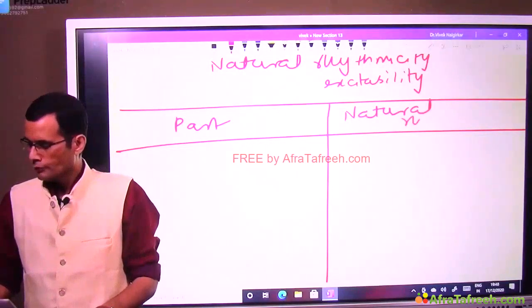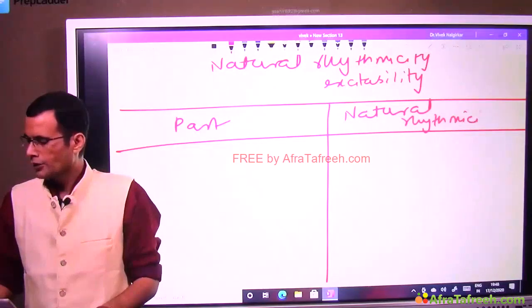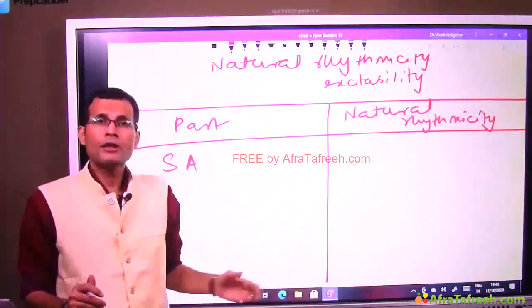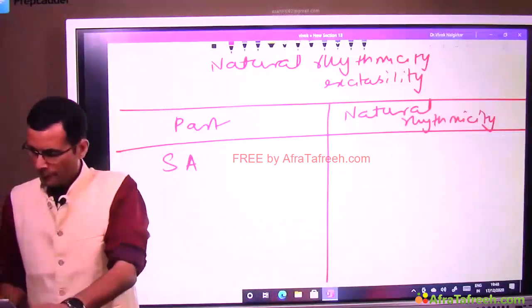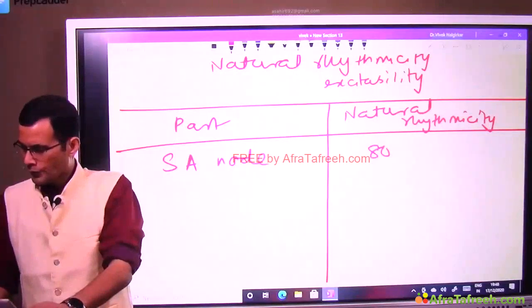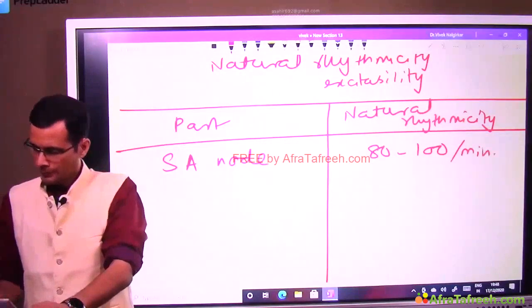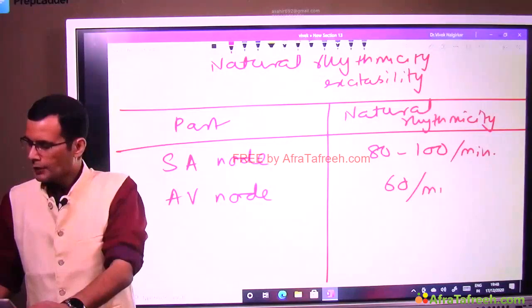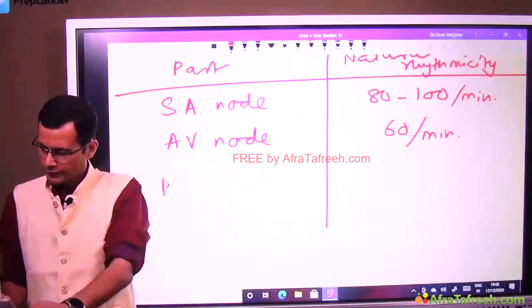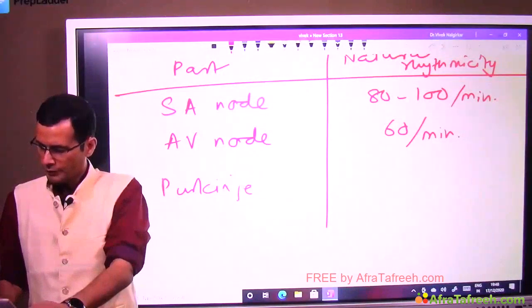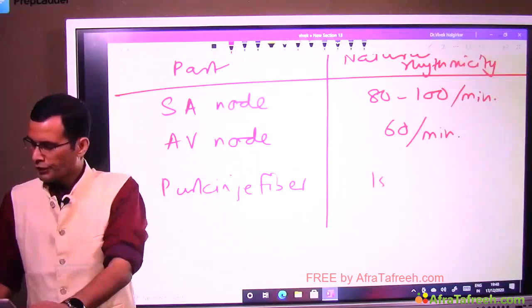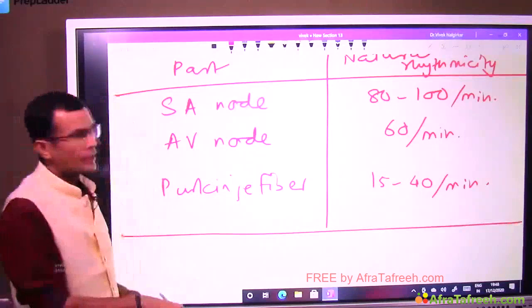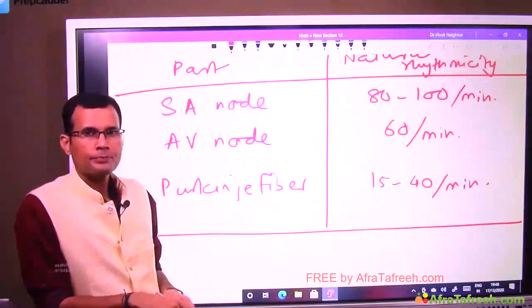So let's see the parts and their natural rhythmicities. SA node, the natural rhythmicity in terms of number of excitations per minute. SA node, 80 to 100 per minute. AV node, 60 per minute. Whereas Purkinje fiber, 15 to 40 per minute. These are their natural rhythmicities.